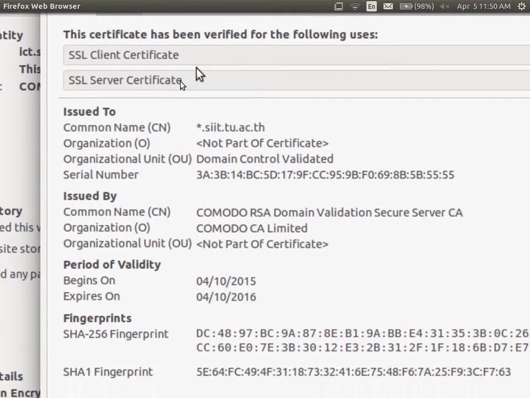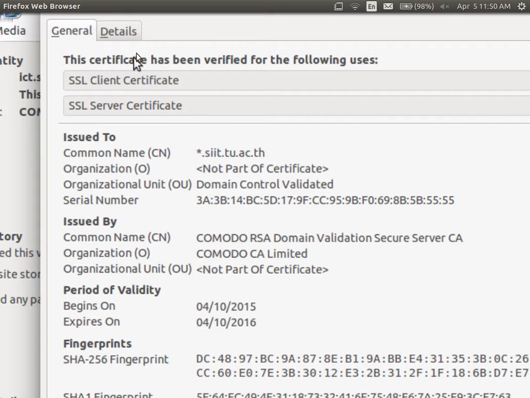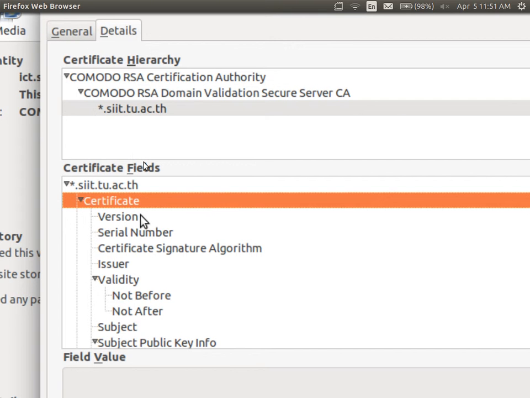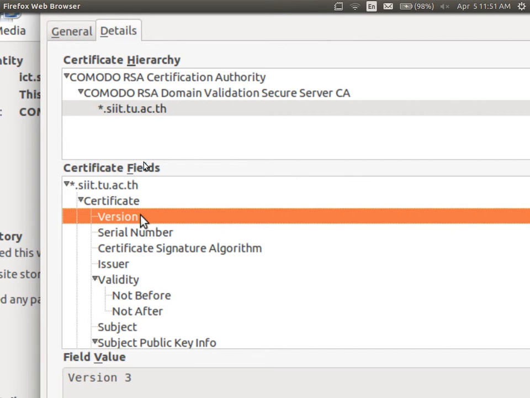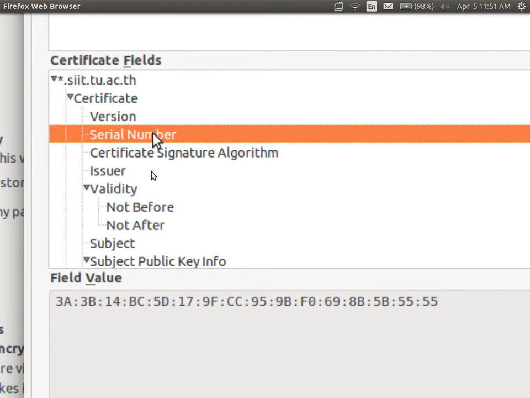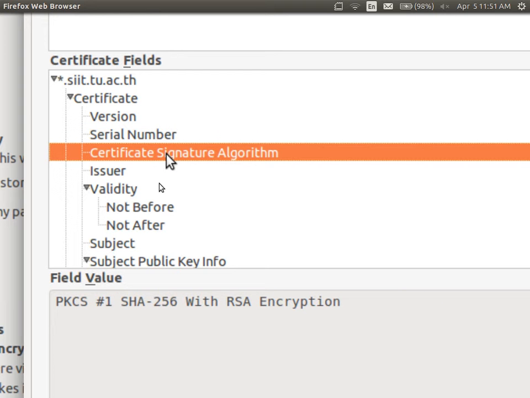Let's see more details. This is a summary of the certificate. Remember, public key, ID, timestamp, all of it signed. In the details, there's a version of the type of certificate. Certificates have serial numbers to identify them. The algorithm used: remember, we sign by taking a hash and encrypting with a public key cipher. Which hash function? SHA-256. Which public key cipher? RSA.